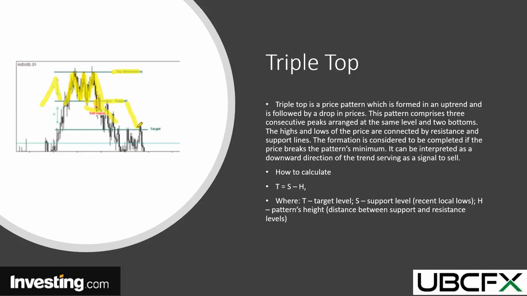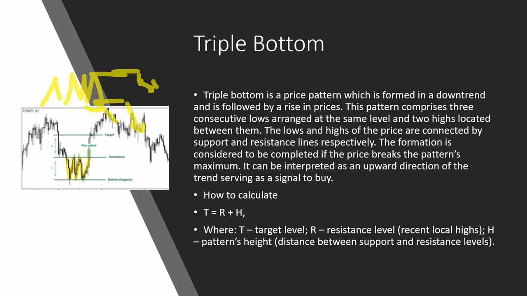And you would have set your target point here, and you would have used that top resistance level as your stop loss point. So now you have your entry point, you have your stop loss, your take profit point. Now you just have to apply your risk management to see if you can afford to make that trade. Same holds true for a triple bottom. It's just the opposite of a triple top.